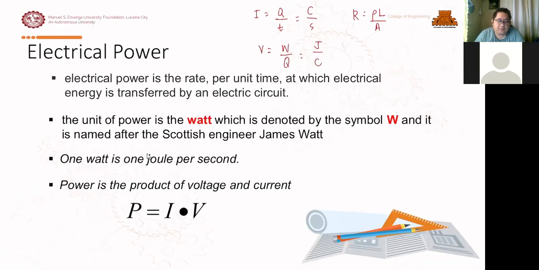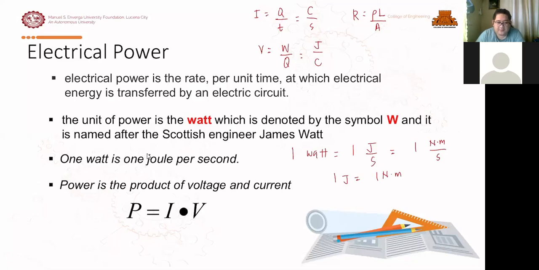Okay? So now we will first tackle electrical power. Electrical power is the rate at which electrical energy is transferred by an electric current. So this is the rate per unit time. The unit of power is called the watt, denoted by the symbol capital W, named after the Scottish engineer James Watt. Then the conversion is that 1 watt equals 1 joule per second. And what does a joule equal? 1 joule equals 1 newton meter. So we can also say that 1 watt is 1 newton meter per second. Okay? So, that's the same.